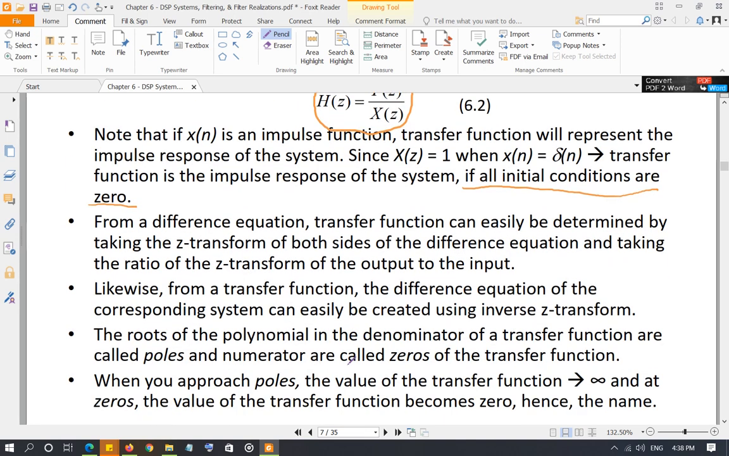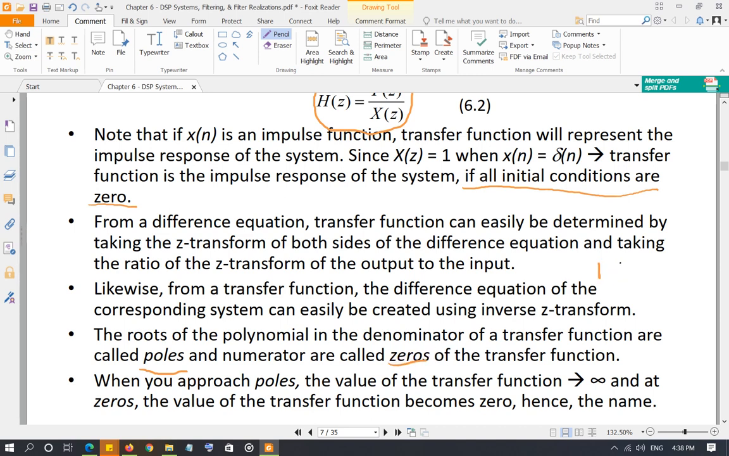Okay, so how do you get the transfer function? As we did in the last chapter, you take the z transform on both sides, and then take the ratio Y of z over X of z, and that's going to give you H of z, which will be a polynomial of z in the numerator divided by a polynomial of z in the denominator. Now the roots of the polynomial in the numerator are called what? Zeros, and the roots of the polynomial in the denominator are called poles. And we're going to discuss how you describe the stability of a system using poles and zeros.